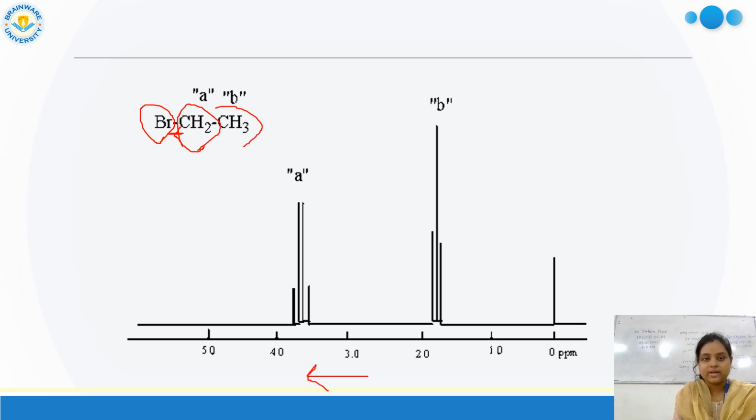And this CH3 is one carbon atom farther from bromine, so it will experience less external magnetic field, and it will be shielded here. So we'll get two signals, one due to A protons and one due to B protons. B will be more shielded and A will be deshielded. Okay, I think you can understand this much.